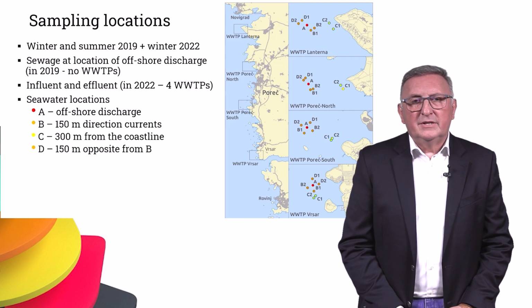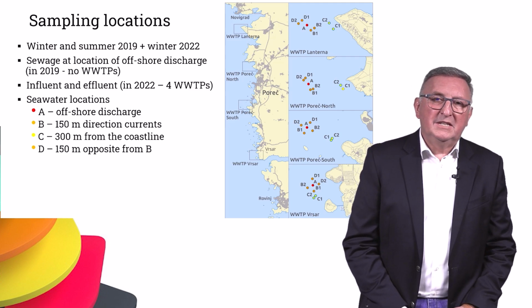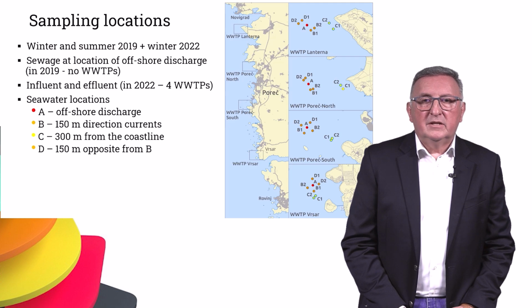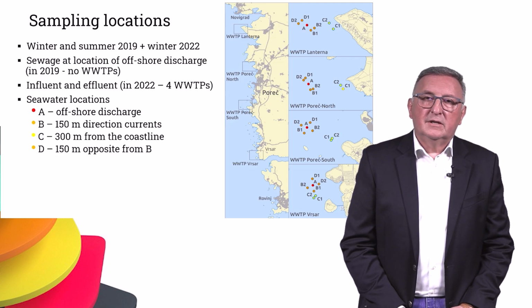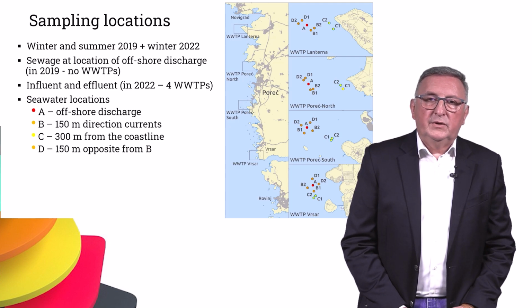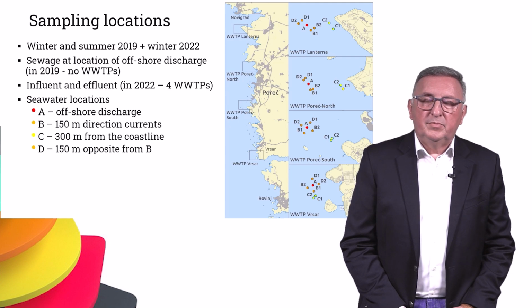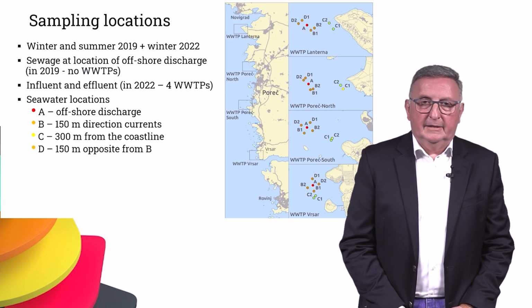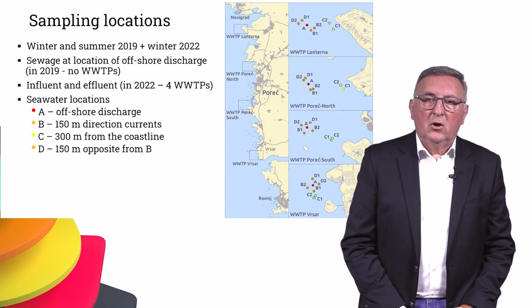And the most important is actually point C, which is a point 300 meters from the coastline, which is by the law determined distance from the beach at which water quality should be of a certain quality prescribed by law.